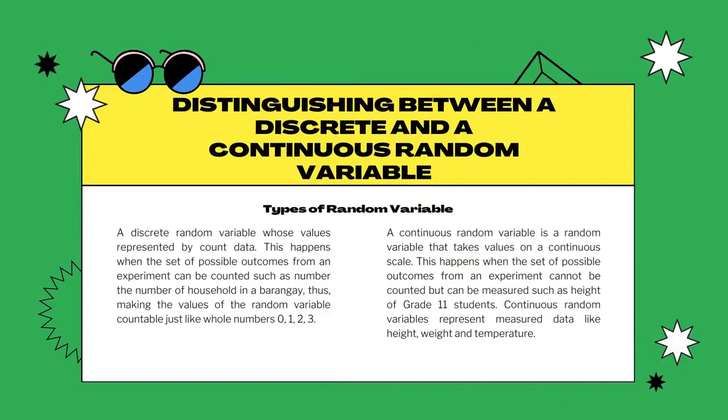Distinguishing between a discrete and a continuous random variable. Types of random variables. A discrete random variable has values represented by count data. This happens when the set of possible outcomes from an experiment can be counted, such as the number of households in a barangay, thus making the values of the random variable countable just like whole numbers 0, 1, 2, 3. A continuous random variable is a random variable that takes values on a continuous scale. This happens when the set of possible outcomes from an experiment cannot be counted but can be measured, such as the height of grade 11 students. Continuous random variables represent measured data like height, weight, and temperature.